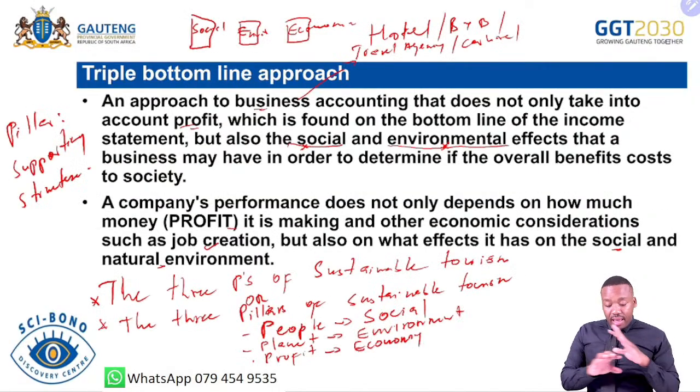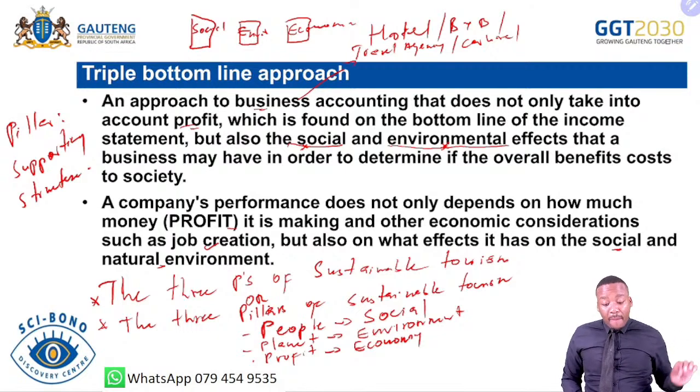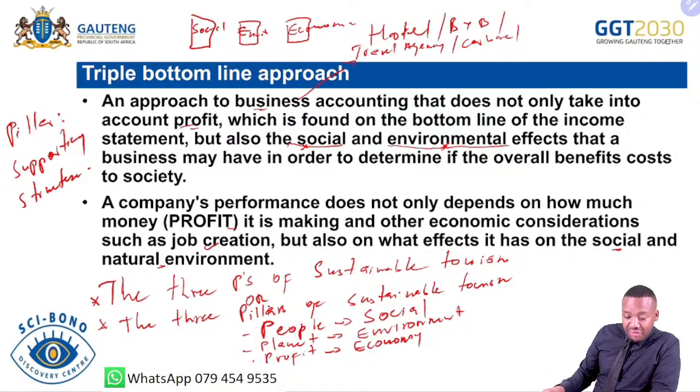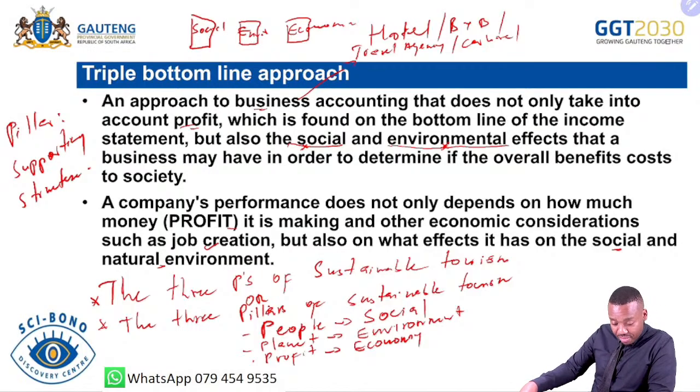Back then, the main thing was, okay, the business has to make profit. The business has to have employees. But then, what effects is this particular business having on the social? What effects is it having on the natural environment? So when we are talking about the triple bottom line, we are assessing the tourism business on those three impacts.